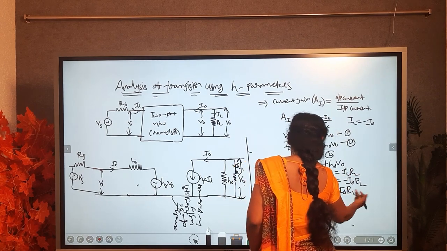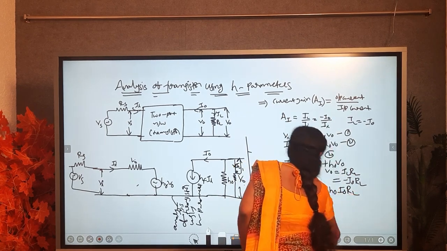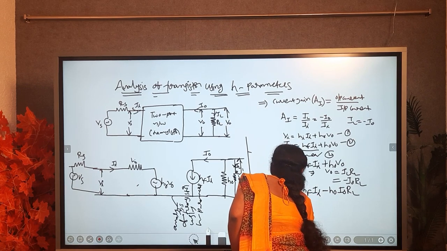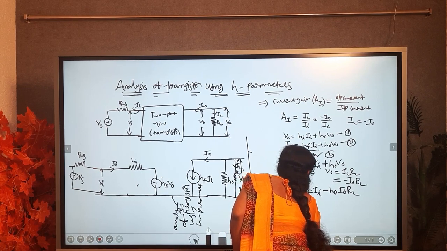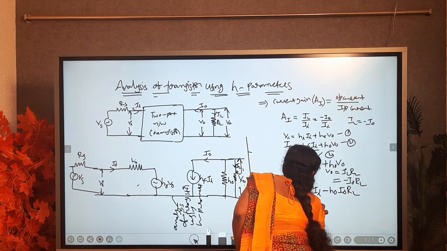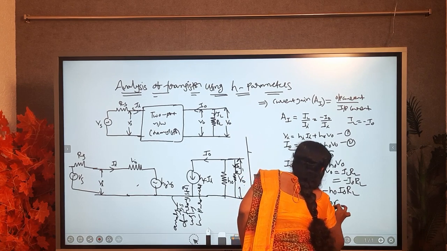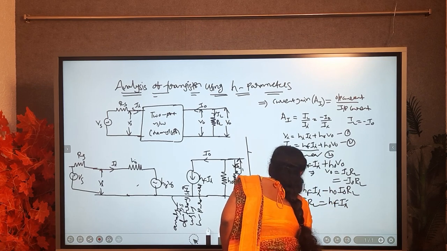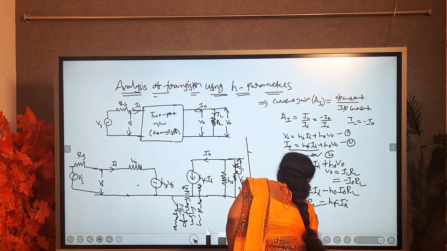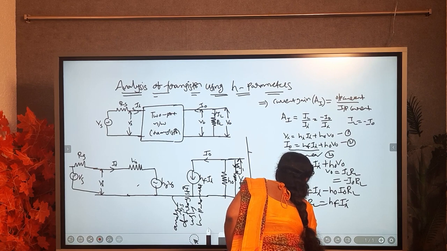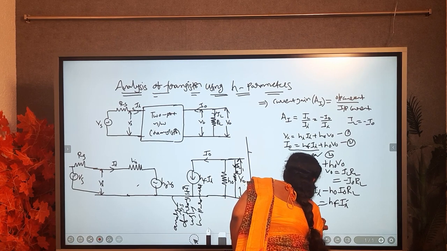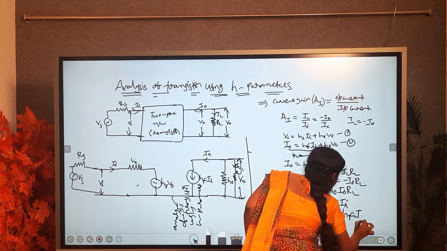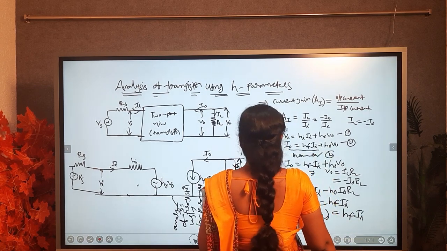Therefore, I0 plus H0 into I0 into RL equals Hf into Ii. Taking I0 as the common term, I0 into (1 plus H0 into RL) equals Hf into Ii.